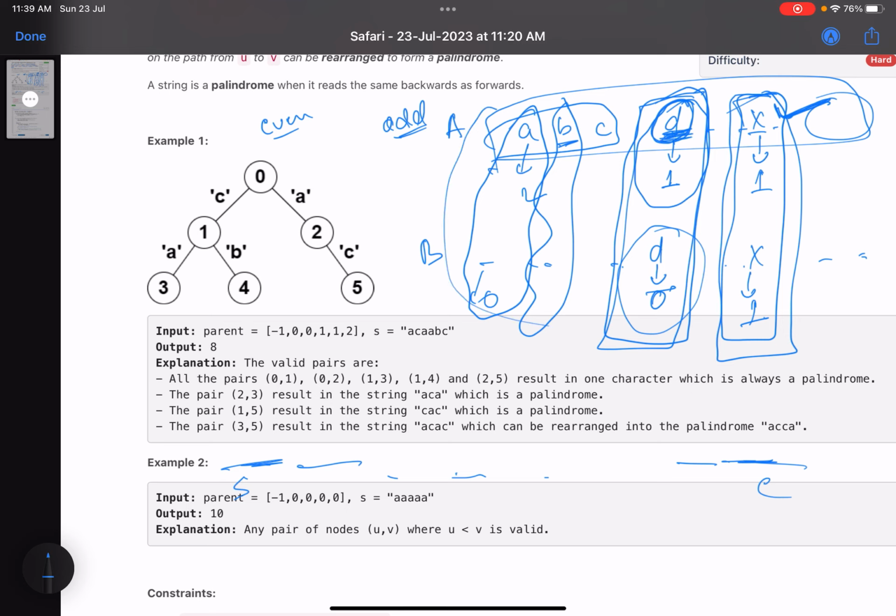So that means that remaining odd element can be placed in the center. Maybe here D comes 3 times and here D comes 2 times. So total I have 5 occurrences. So 2 D's can be placed here, 2 D's can be placed here, and the last one can be placed here. What I mean to say, if there are two nodes which only differ in parity of one character, then they can also form a combination, because that odd one out character can be placed at the center. These will generate odd length palindromes, right?